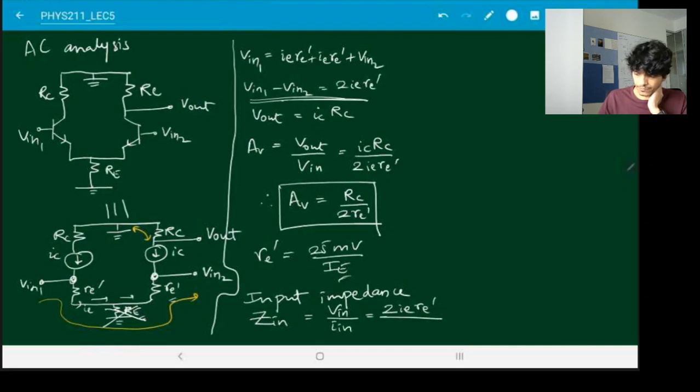The current that is flowing in is the base current, IB. But IE divided by IB is beta. So this input resistance, input impedance, is twice beta RE prime. Now remember that beta is typically a large number, 100 or more. So the input impedance can be quite large.